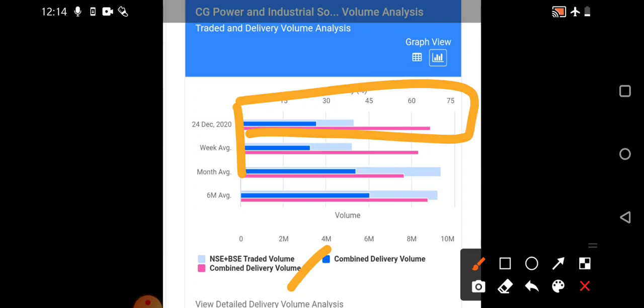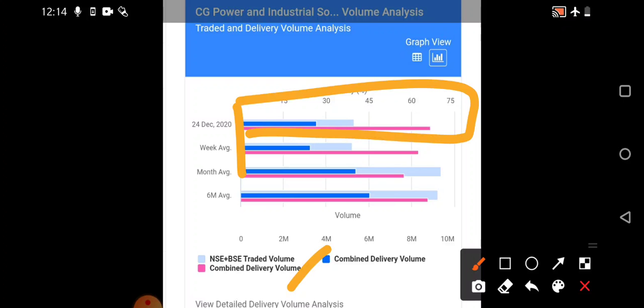Okay, hope you're understanding. You need to employ this analysis on a day-to-day basis if you're investing in any stock, so that you will have clarity on when to exit and when to enter. Especially for beginners it is very useful.